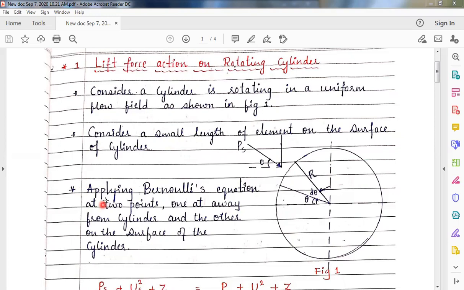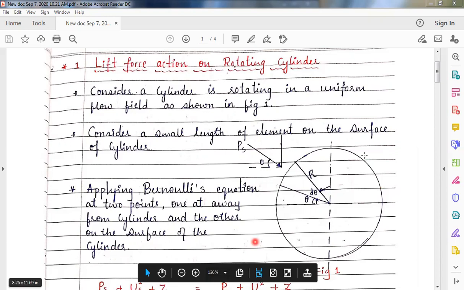Now next, applying Bernoulli's equation at two points. One at a point far away, and the other on the surface of the cylinder. So what will be the equation now?